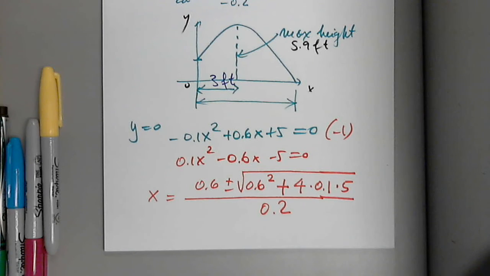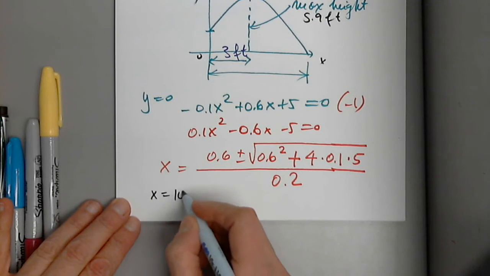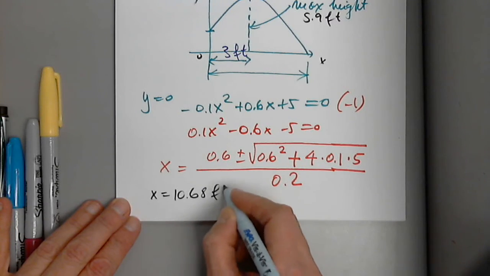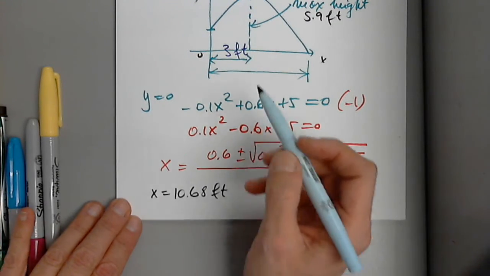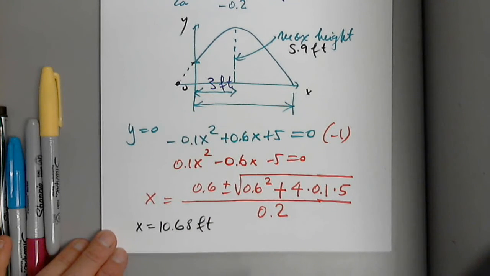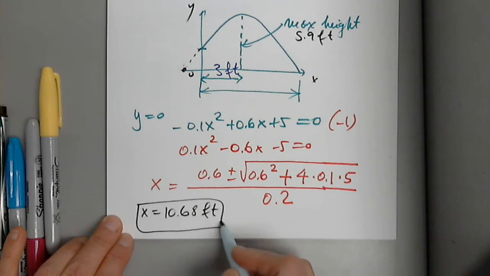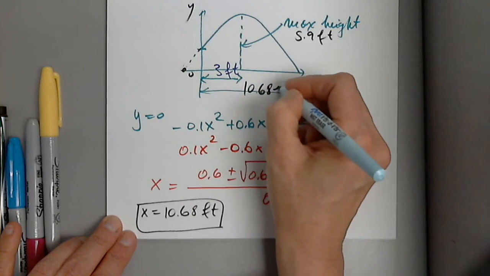So for plus, I got, it's like a long one, it's like 10.68 feet. And the other one should be negative because the other one should be right here. Right. And we don't care about this other x-intercept. So this is it. So this is 10.68 feet.